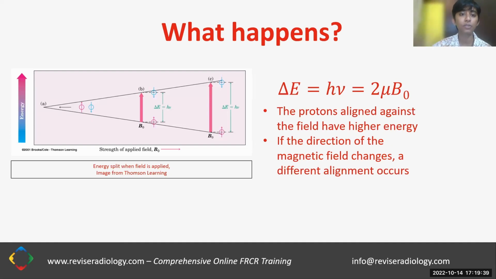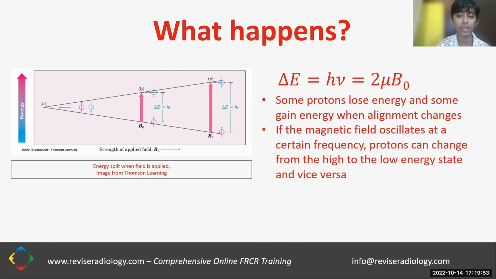Now what we do is we flip the direction of the field. What's going to happen is the protons align in a different way. A whole bunch of protons will flip. So what happens then is that the energy of the protons is changing. Some protons lose energy and some gain energy when the alignment changes.